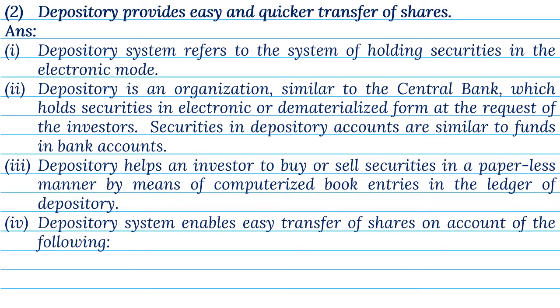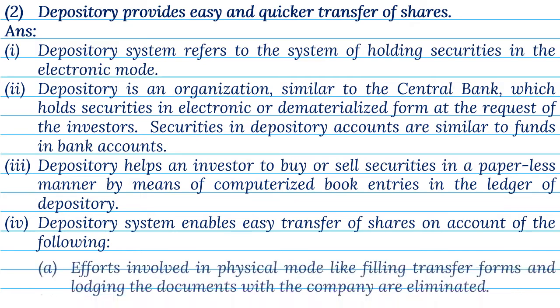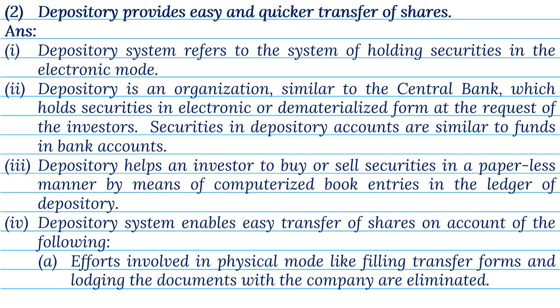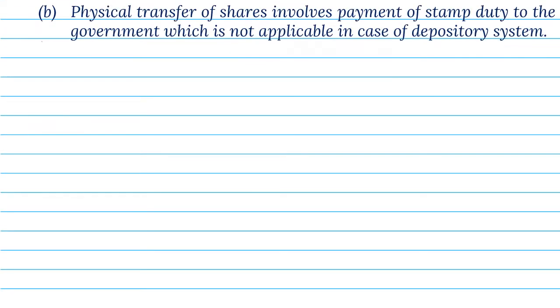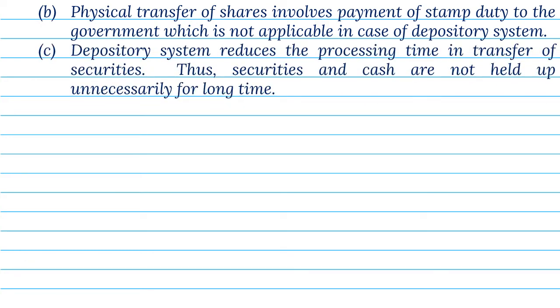4. Depository system enables easy transfer of shares on account of the following. A. Efforts involved in physical mode, like filling transfer forms and lodging the documents with the company, are eliminated. B. Physical transfer of shares involves payment of stamp duty to the government, which is not applicable in case of depository system. C. Depository system reduces the processing time in transfer of securities. Thus, securities and cash are not held up unnecessarily for long time.